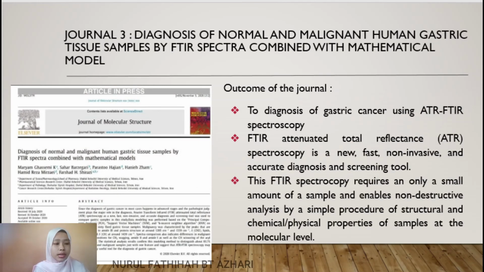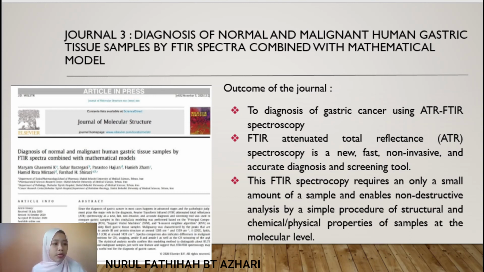Journal 3 is diagnosis of normal and malignant human gastric tissue samples by FTIR spectra combined with a mathematical model. Here, I attach a front page of the journal. The outcome of the journal is the diagnosis of gastric cancer using ATR FTIR spectroscopy. FTIR attenuated total reflectance, ATR, spectroscopy is a new, non-invasive, and accurate diagnosis and screening tool.